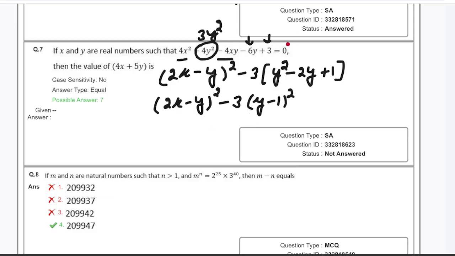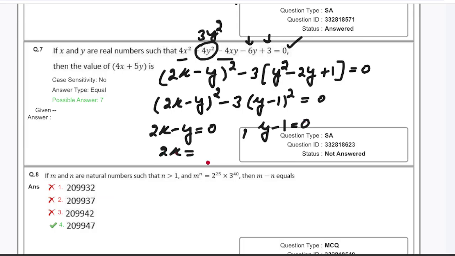Now this whole is equal to 0, they said. We know squares will be either 0 or positive, and there's a difference we have to take, and this is going to be equal to 0. That means either 2x minus y is equal to 0, and also y minus 1 is equal to 0. That means 2x should be equal to y, and y should be equal to 1. Now this is the equation which we get.